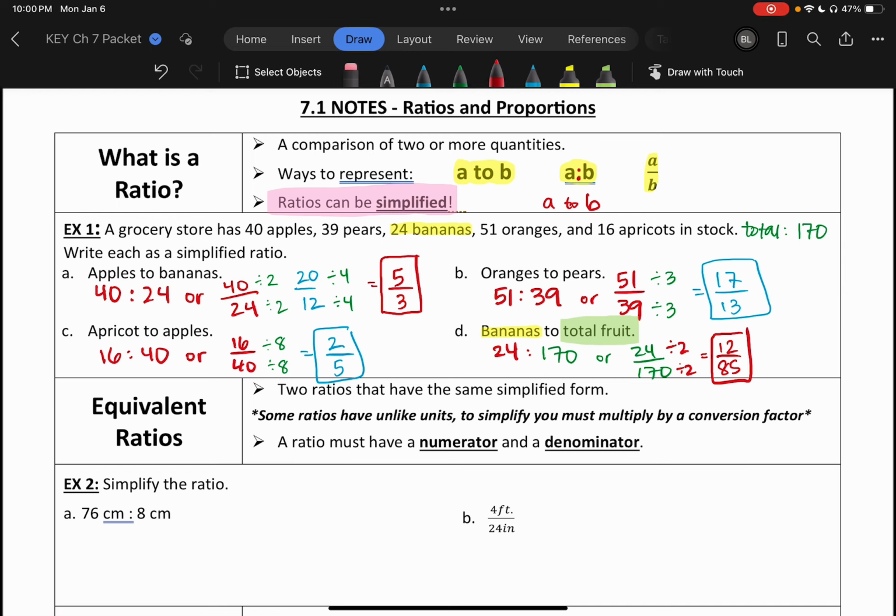And so, again, just to briefly recap, when you're writing ratios, just make sure that you're following the order in which it's written, right? So notice that here I put bananas to total fruit. I put the 24 on top and the 170 on the bottom. So you go in the order that it is read.